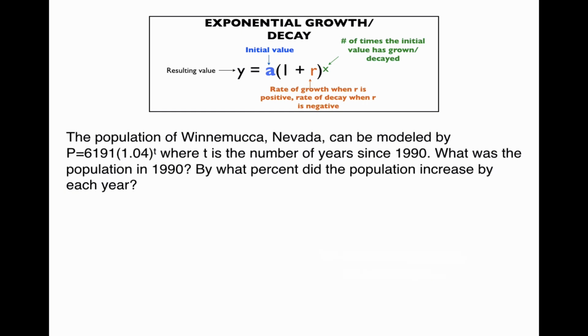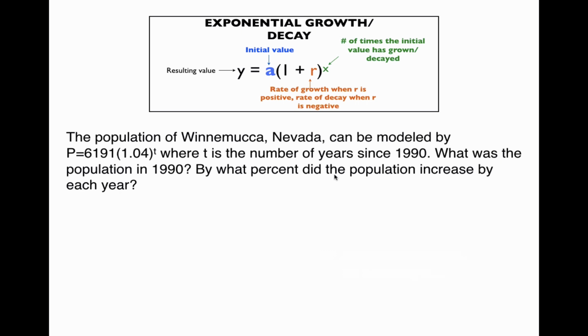All right, and one last problem for this exponential growth decay model. The population of Winnemucca, Nevada, can be modeled by the equation P equals 6,191 times 1.04 raised to the T power, where T is the number of years since 1990. What was the population in 1990, and by what percent did the population increase each year? Well, the population in 1990 would be our initial value, so that answer there would be 6,191.